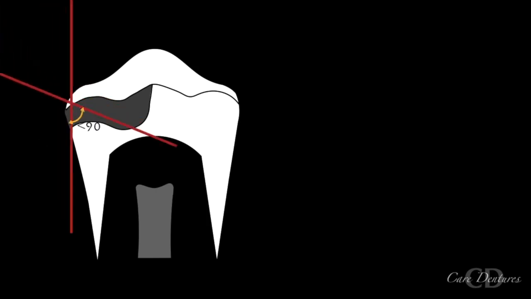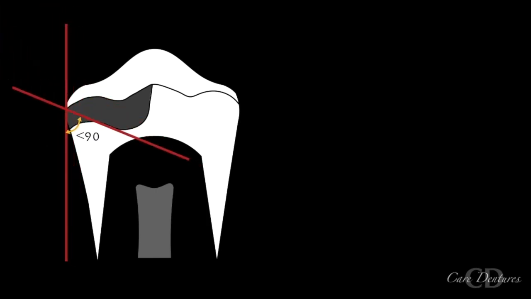Continuing with some more desirable specifications. The floor of the rest seat should be such that the enclosed angle formed by a line dropped down the proximal surface of the tooth and the floor must be less than 90 degrees. This permits forces to be transmitted along the long axis of the abutment.